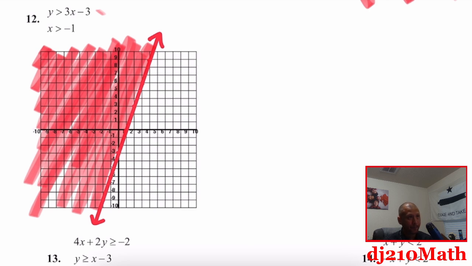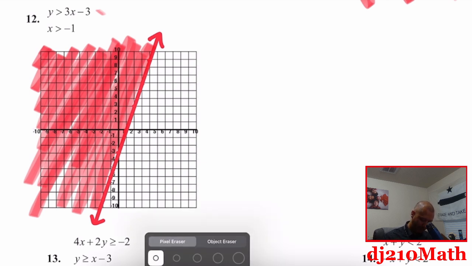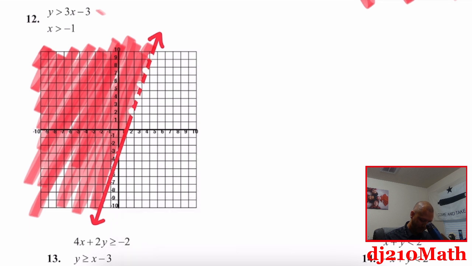Okay. X is greater than negative 1. X greater than negative 1. Oh, I did it again. Okay, so you have to be careful with this. Just out of habit, I always put a solid line. I don't know why I do that. I'm going to hear about this later. All right, there's my dashed line.